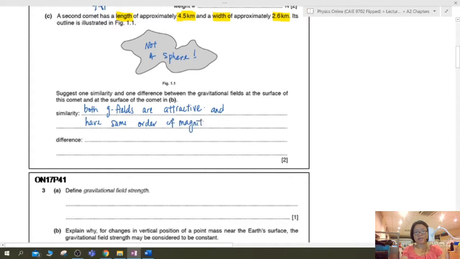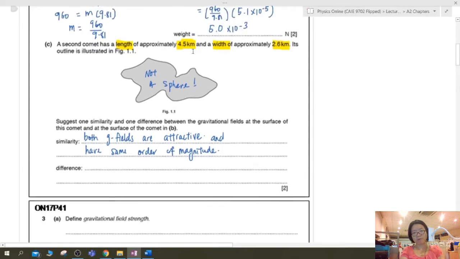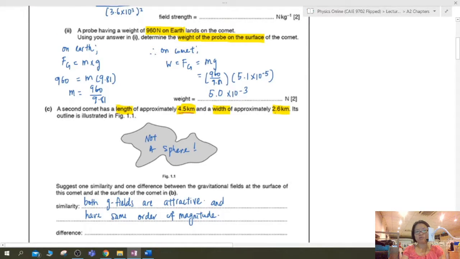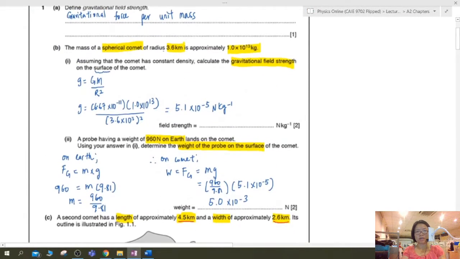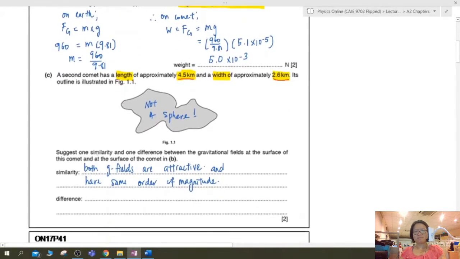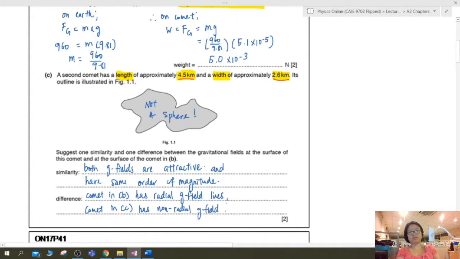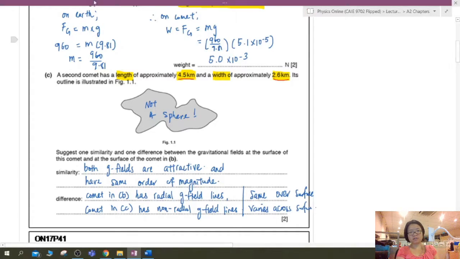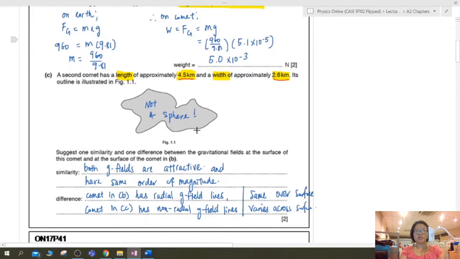Okay, and if you want to write the second similarity, it will have the same order of magnitude. Now what I mean by same order of magnitude, if you look at the width, the dimension, they're around the same family, a few kms. So the gravitational field strength should be about the same because comets are made out of the same stuff. Alright, so differences. Well, comet in B will have a radial gravitational field line. I will draw the lines later for you. And comet in C has non-radial gravitational field lines. And because comet in B is radial, we can say that the gravitational field strength is the same over the surface, and for the other one, it changes across the surface. Whenever you write comparison, you have to mention both, okay, especially if they are different.